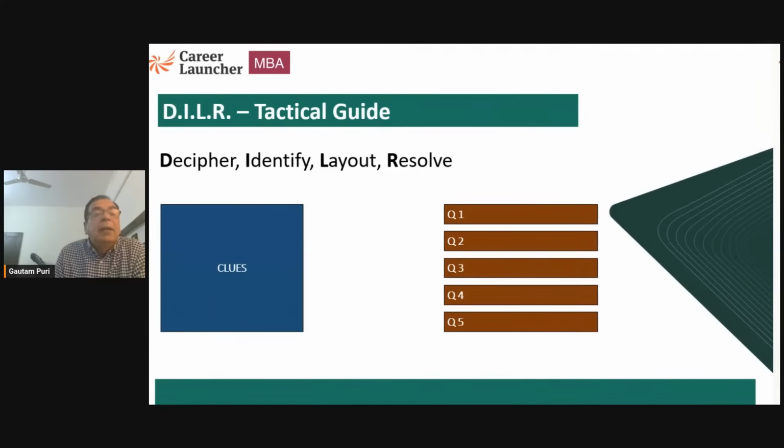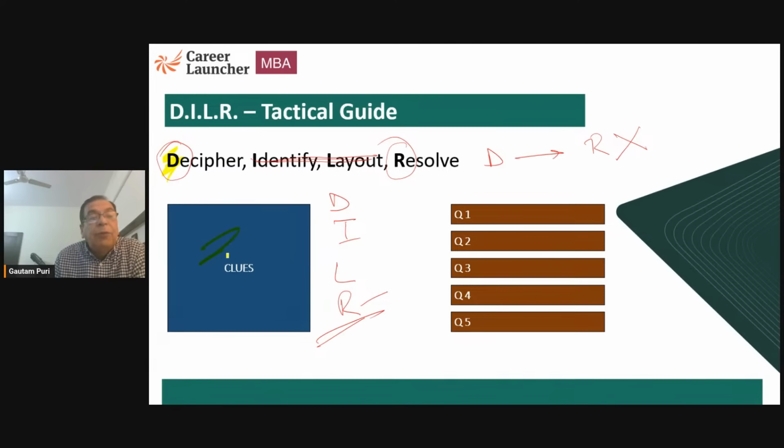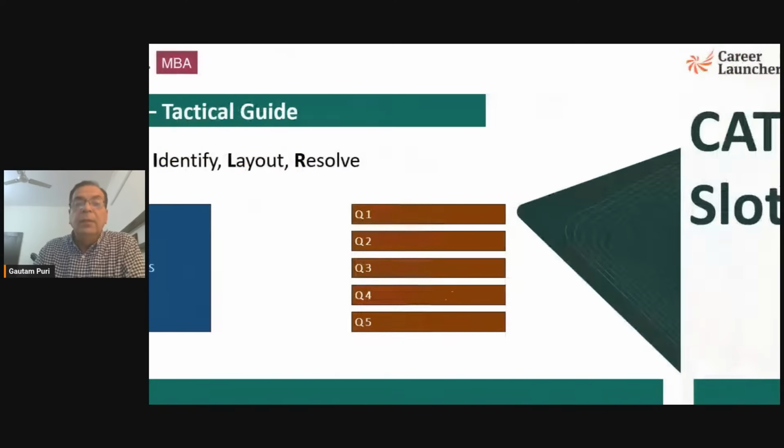Okay. Just to repeat, you decipher the information given. You identify the information given in the question and identify what to focus on in the paper. Then you lay out the information. Okay. You tabulate the data. After that, you go towards solving it. As I said, most students start from D directly to R. That is foolishness. The right approach is D followed by I followed by L, and then you worry about solving the data set.